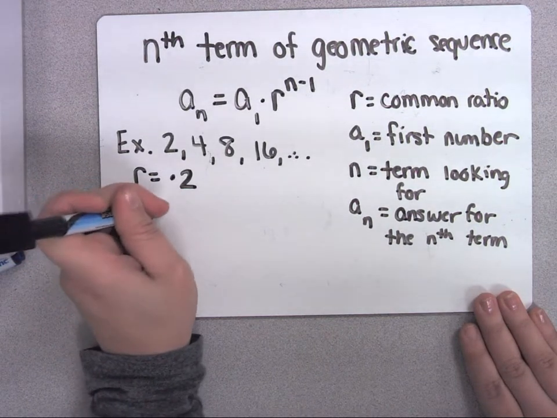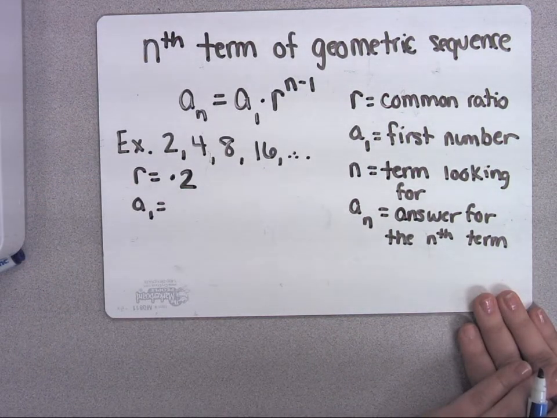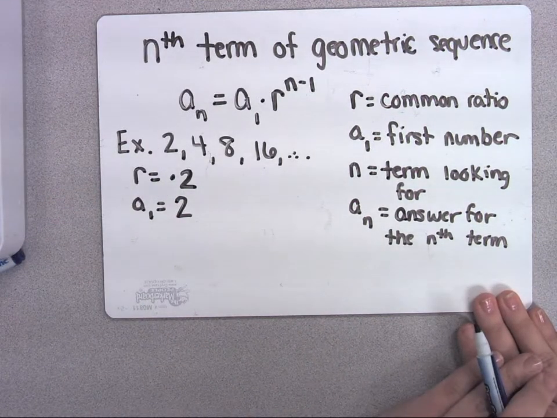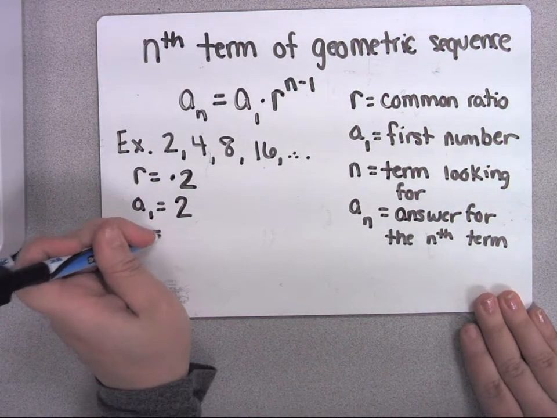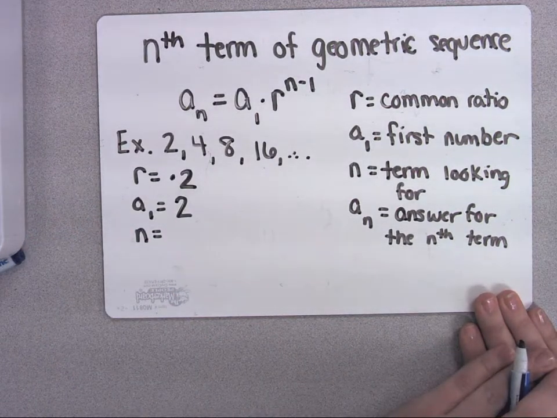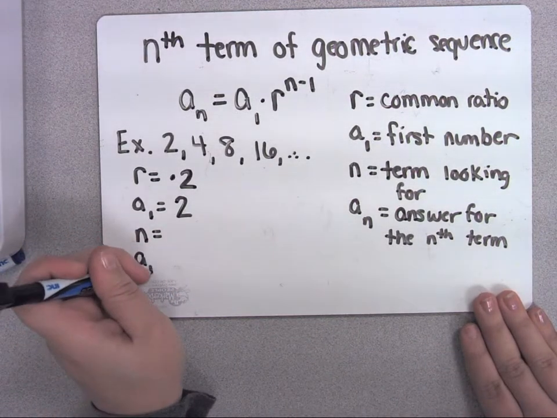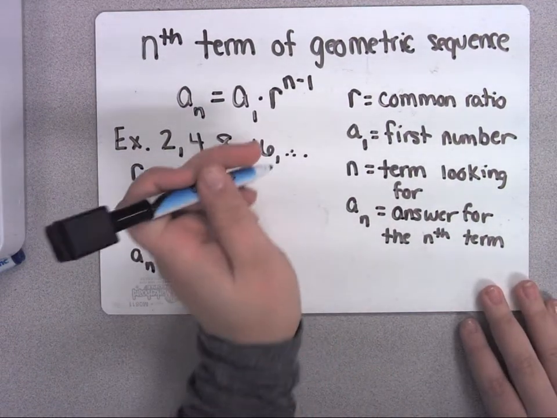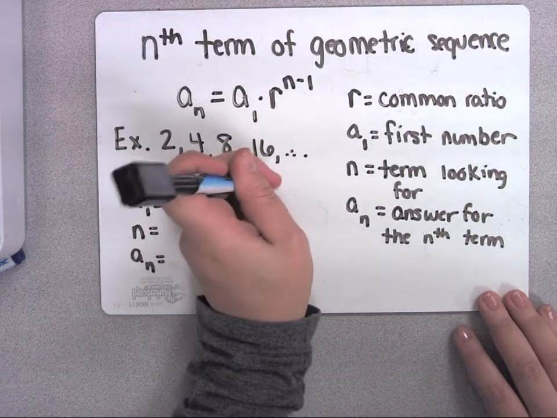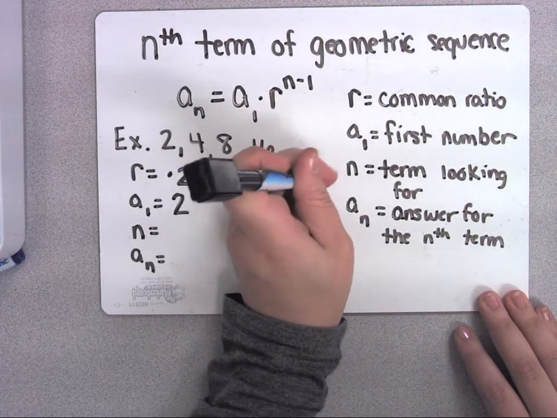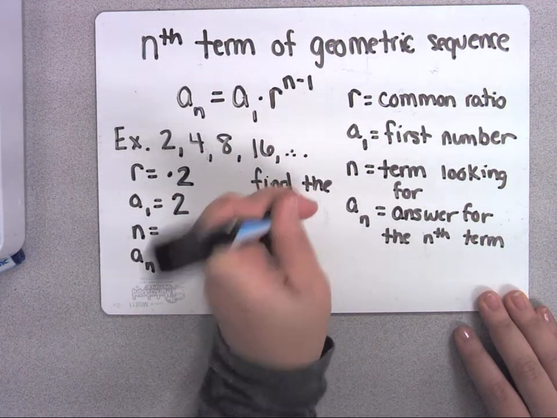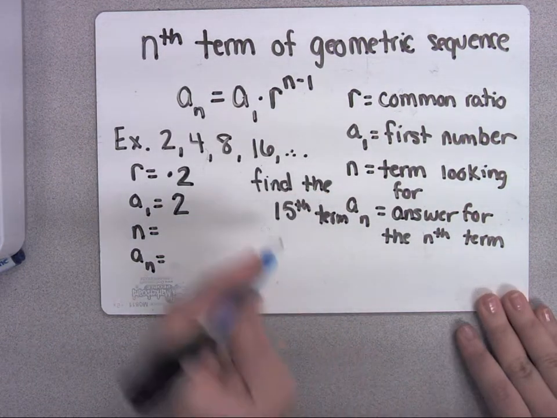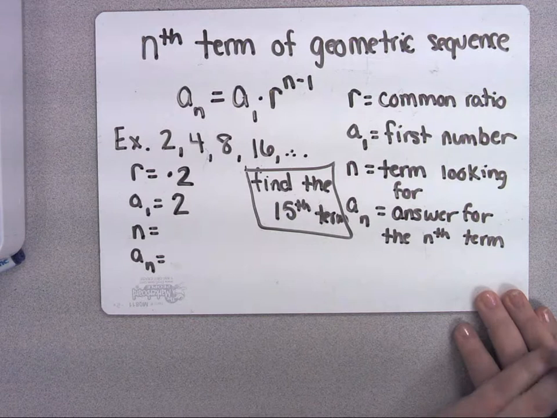Yep, times 2. Everything should be times something because it's a geometric sequence. Do we know what the first term is? A sub 1 is 2. Do we know what n is yet? Did I ask you for anything yet? So does that mean I know what my answer for n is yet? So that's the stuff we're missing. So then I'm going to say, can you find the 15th term? What is this going to go in for?